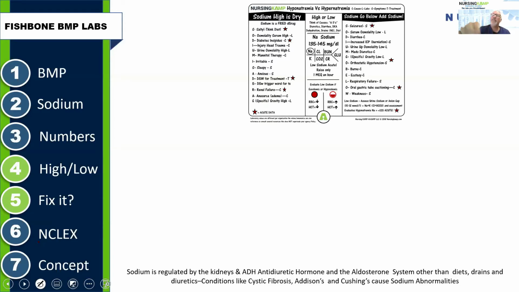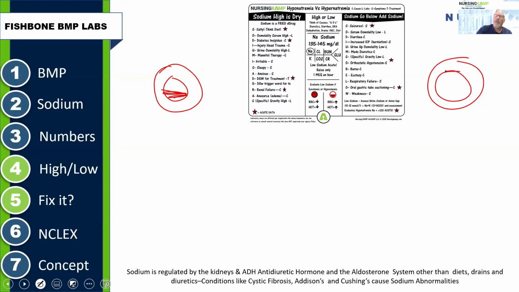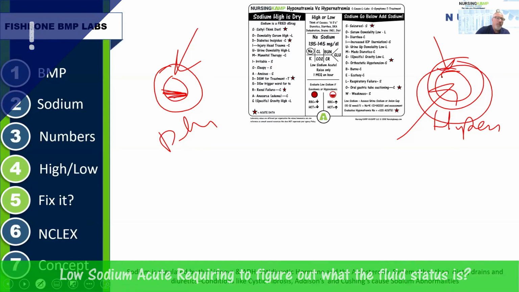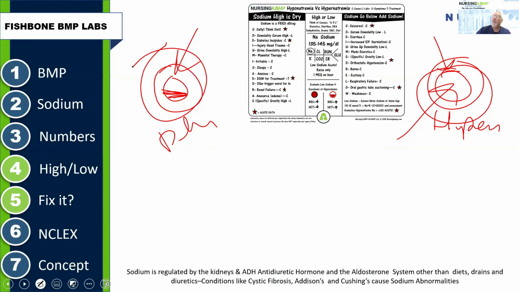Now, this is very complex because low sodium is acute, but the main reason it's acute is because, where's the fluid? And we don't really know the state of affairs with this patient. Are they hypervolemic, which means they have too much fluid on board, or are they hypovolemic, meaning dehydrated? That's the problem with low sodium. That's why it's acute, because we don't really know whether this patient is over volume or dehydrated. We need to assess that.